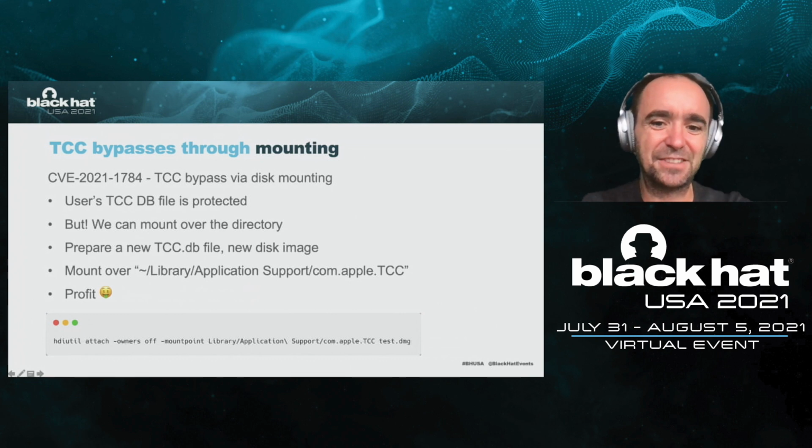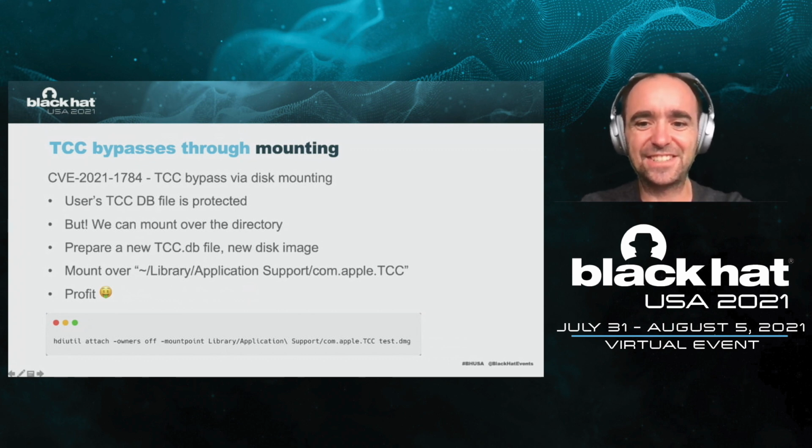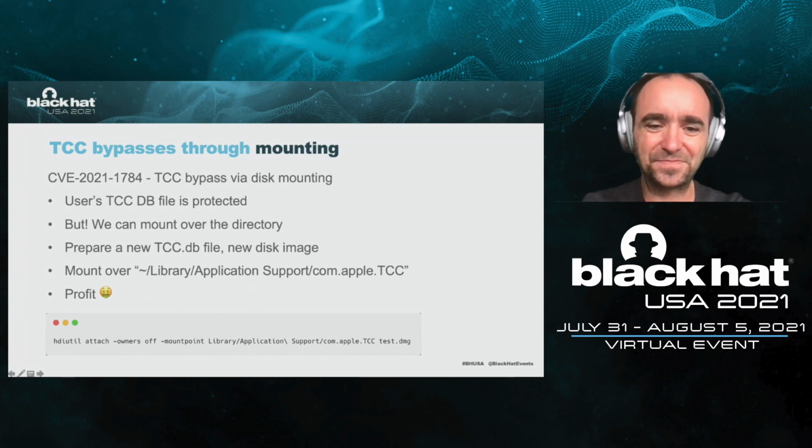But we can mount over this directory, which means we can create our own image, create our own TCC database file, and mount it over the com.apple.TCC directory, restart TCC, and at that point, TCC will read our own file. And that basically grants us a full TCC bypass.